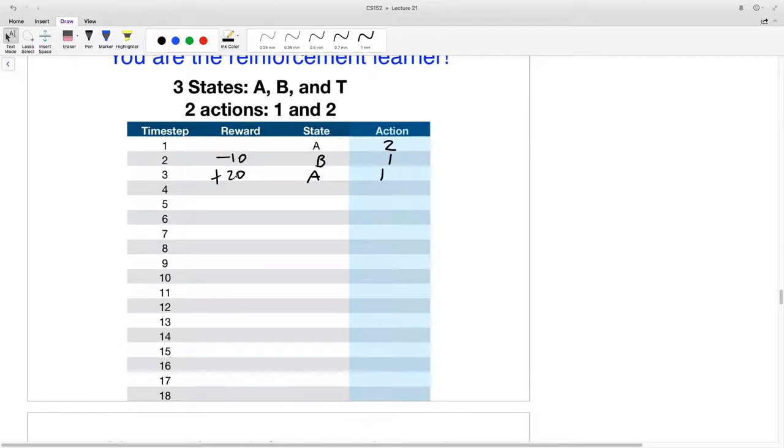One. You get minus 10. Wait, take it back. You get plus 10, and you're in state A. First come, first serve. One. Terminal. So we got a total of 20 here.